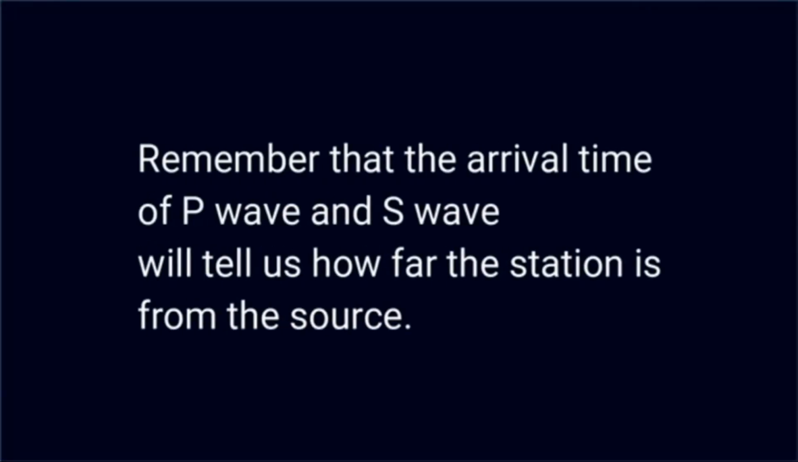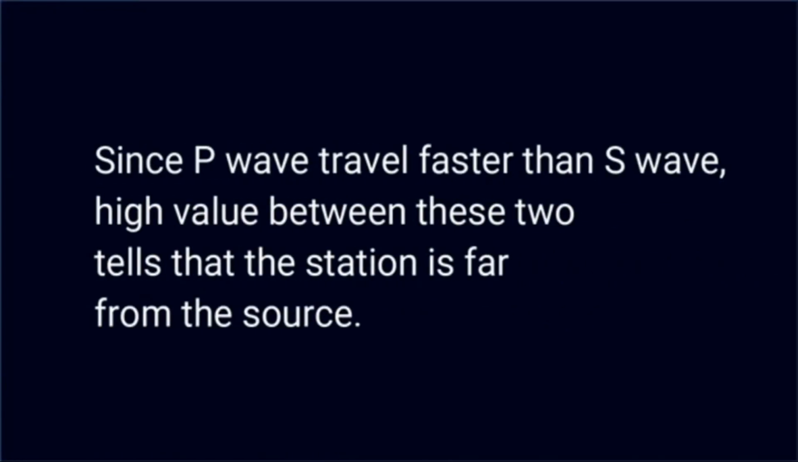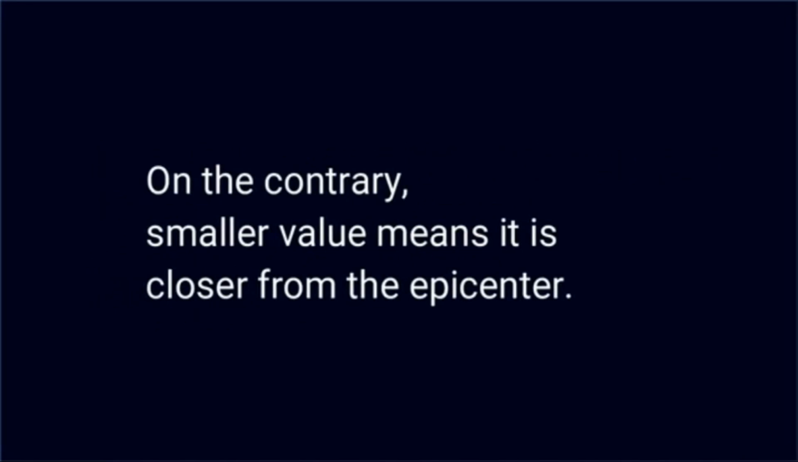Remember that the arrival time of the P wave and S wave will tell us how far the station is from the source. Since P waves travel faster than S waves, a high value between these two tells that the station is far from the source. On the contrary, a smaller value means it is closer to the epicenter.